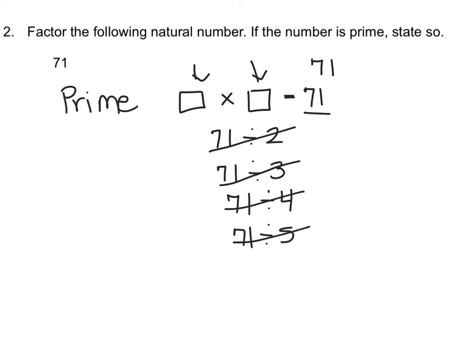71 is prime because the only factors of 71 are 1 times 71. No other number when multiplied together will give us 71. So our answer is prime.